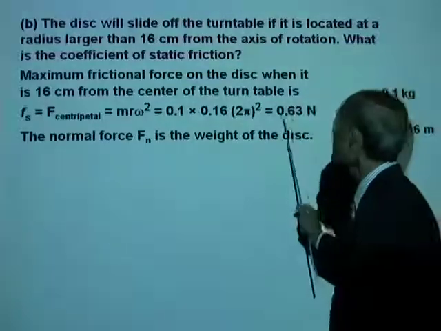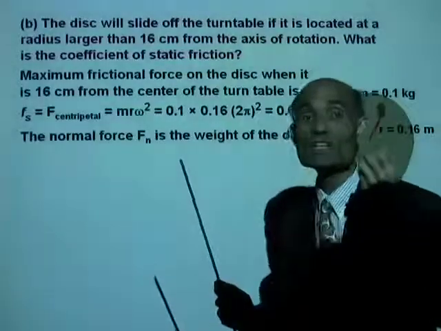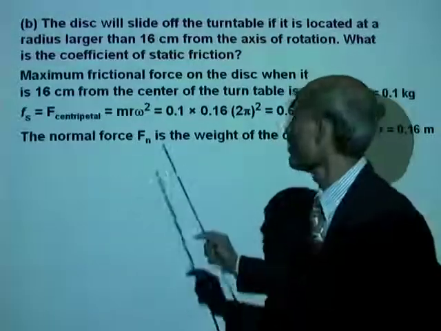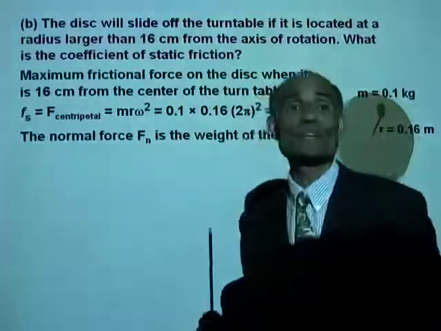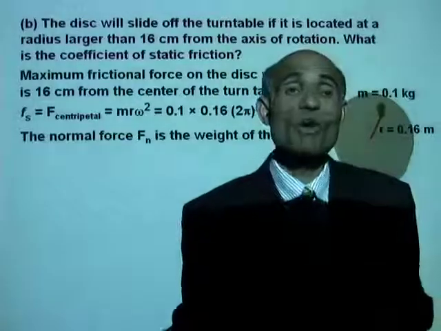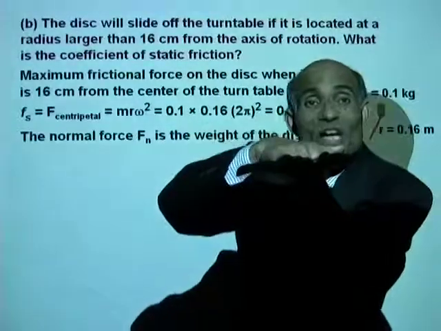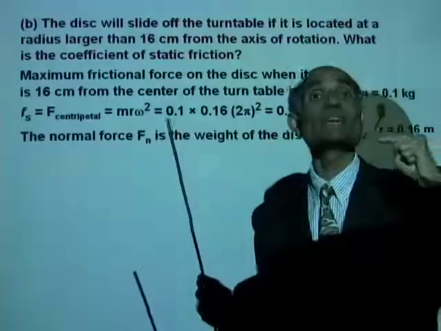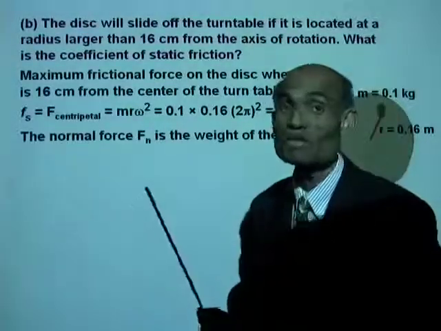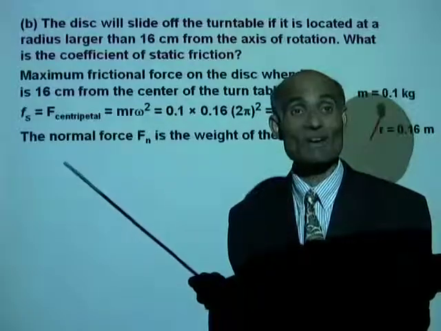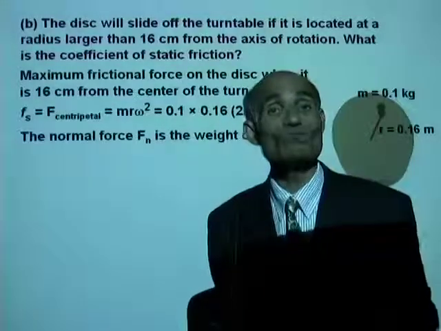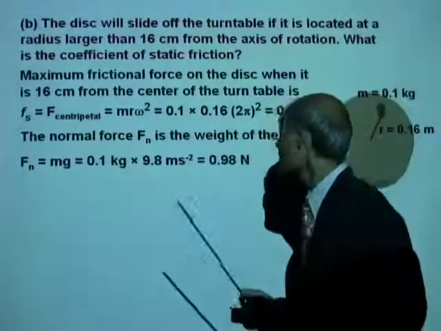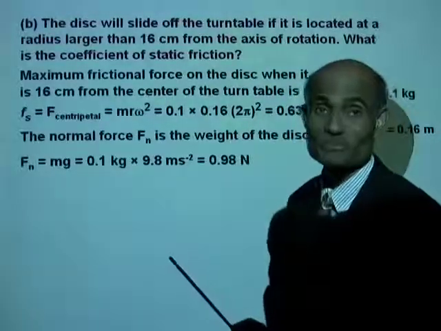That means this 0.63 Newton is the force of limiting friction. And what is the normal force in that case? What is the force pressing the disk onto the turntable? The force pressing the disk onto the turntable is its weight. Now, its mass is 0.1 kilogram. Therefore, its weight will be 0.1 times 9.8, which is 0.98 Newton.